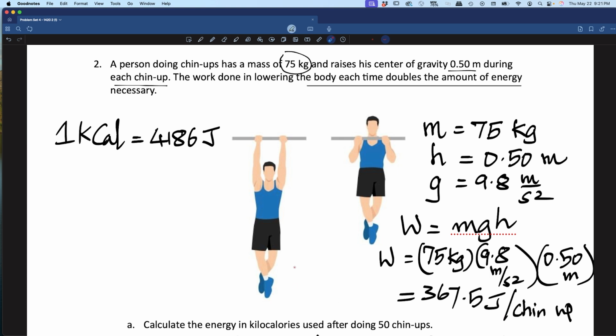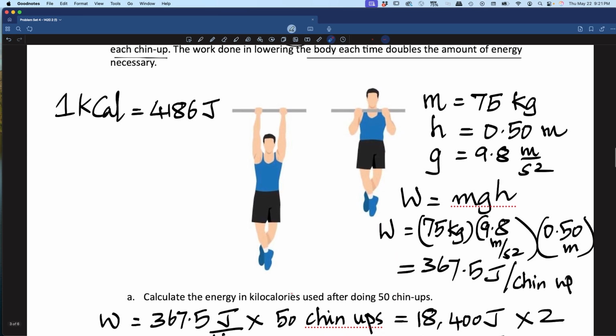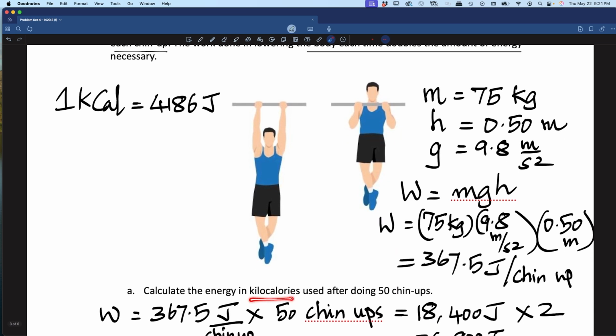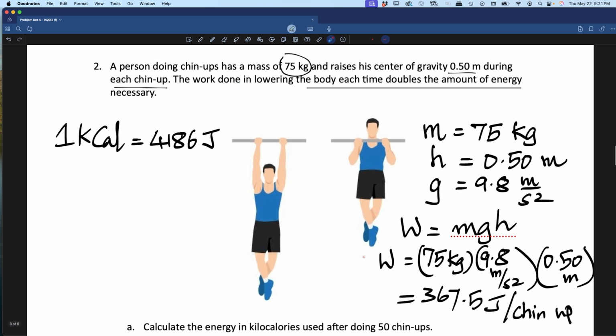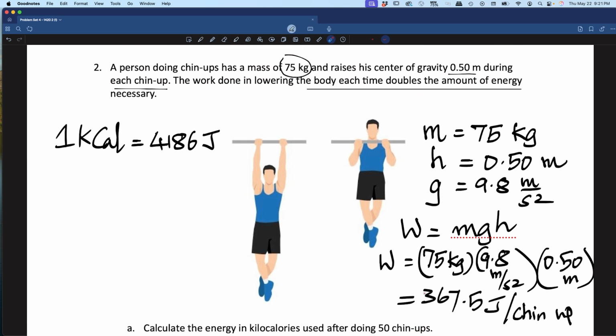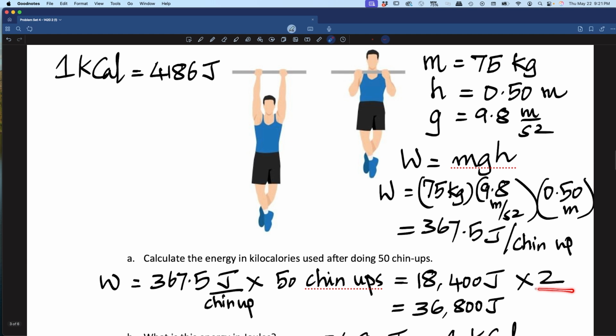Now why is that important? Because part A says calculate the energy in kilocalories. We'll get to that in a minute. Used after doing 50 chin-ups. So if this is the work in one chin-up, you just multiply it with 50 and you will get the total work in joules. But don't forget that you have to double it, because what we calculated is only the work for lifting the body, and in lowering it, you have to double it. So that's why I've multiplied with 2. So you get your total work or total energy in joules.